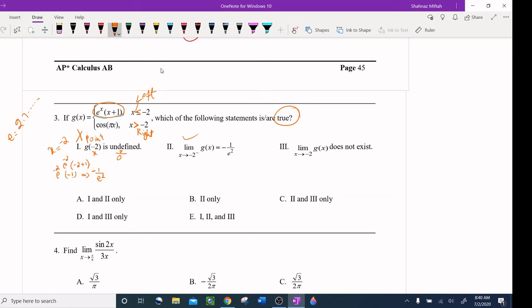Let's try this. Limit x approaches -2, g of x does not exist. I don't know, we have to check for -2 left and right. So we already have the left, which is -1 over e squared. But let's try the right. Right is this one. So if I plug in -2 for the x in the cosine piece, you know I'm not getting 1 over e squared. That's for sure. I don't have to solve it, but I know that I'm not getting this. So if the left and the right limits are not the same, like not exactly the same y values, then it means the limit does not exist. So then this one is also true. So number 3 is 2 and 3, which is C.